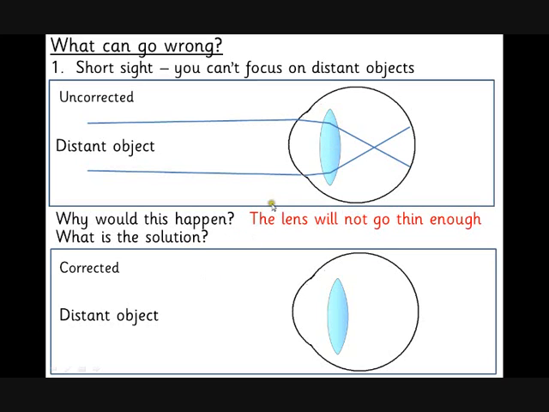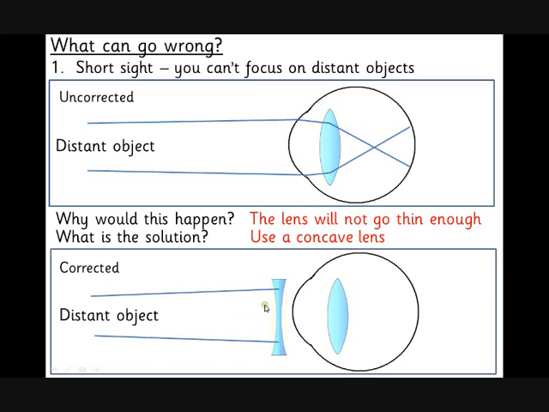Okay, so the solution, if the lens won't go thin enough, is to put a concave lens in front of it, which acts the opposite way to the convex lens. So you put a concave lens here, the light goes through there, that makes it spread slightly further apart as if it was coming from a closer object. That then goes through the lens and focuses on the retina.